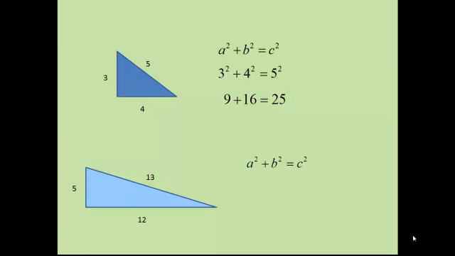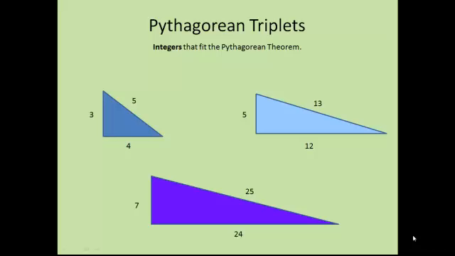So here again we have the Pythagorean theorem, and here we have the numbers plugged in. So 5 squared plus 12 squared should equal 13 squared, and we find that 25 plus 144 does equal 169. So 5, 12, 13 is another Pythagorean triplet. One last one is 7, 24, 25, and I'm going to leave this as an exercise for you to try on your own later.